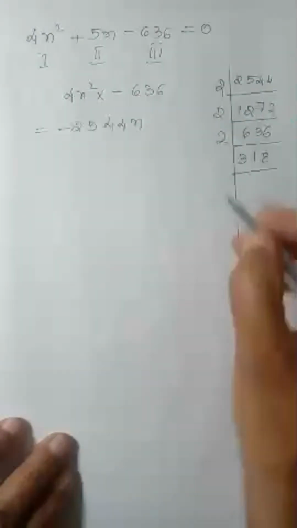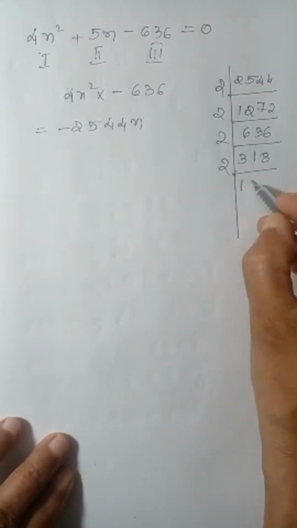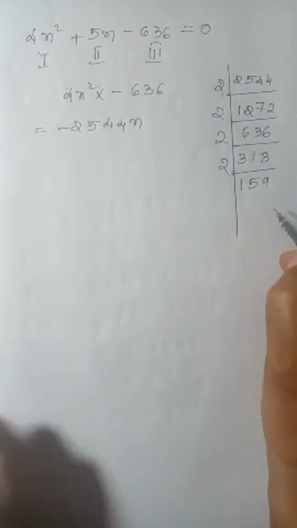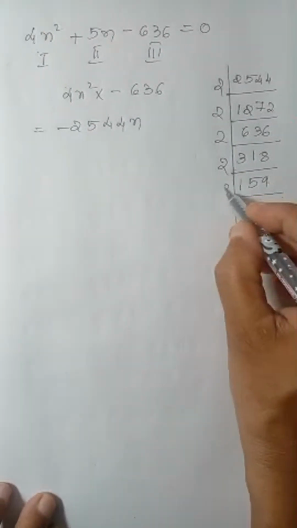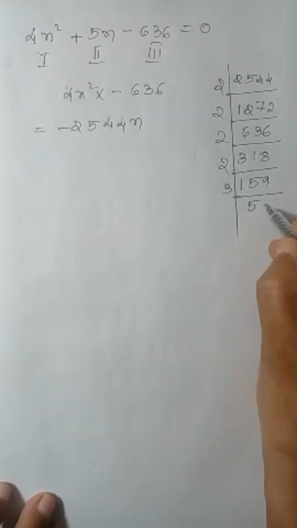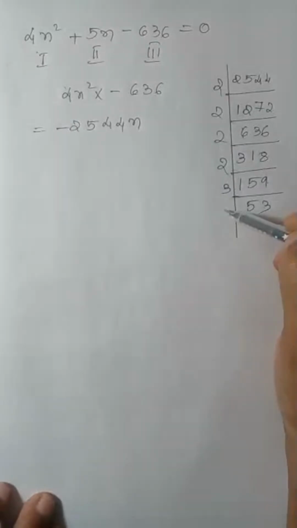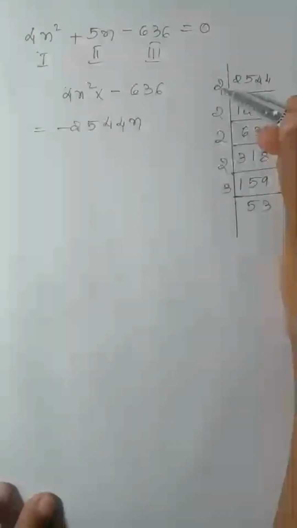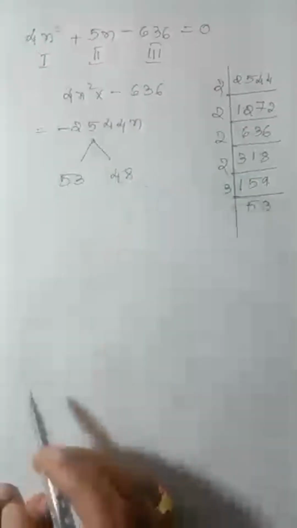Again divisible by 2. Why? 8 is an even number. 2 ones are 2, 2 fives are 10, 2 nines are 18. After that, here 9 is an odd number, that is divisible by 3. 3 fives are 15, 3 threes are 9. Here 53 is the prime number. So these are all prime factors. So check that, multiply: 2 2s are 4, 4 2s are 8, 8 2s are 16, 16 3s are 48. The factors of this, that is 53 and 48.